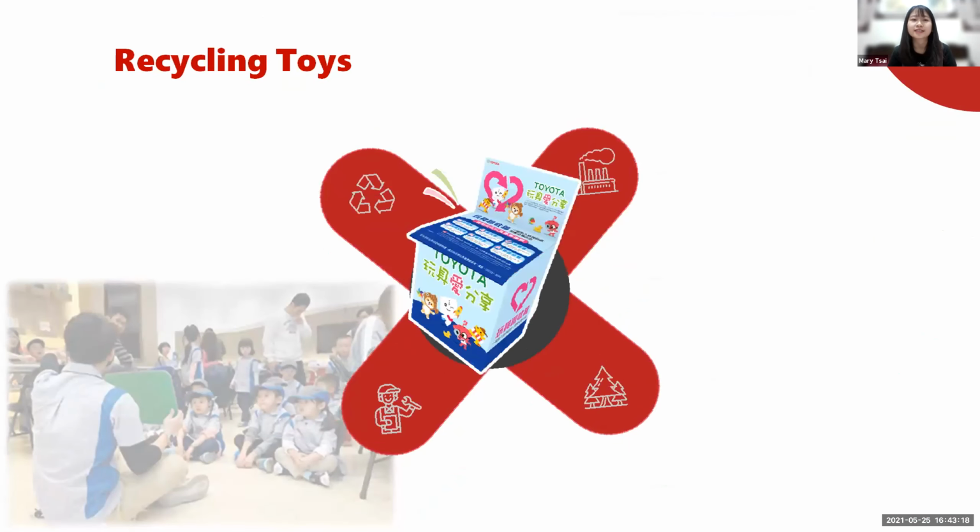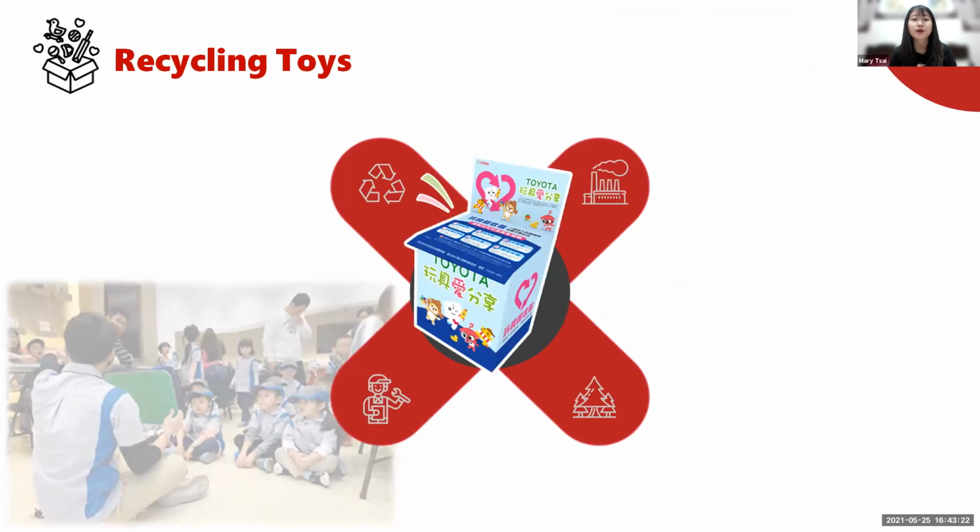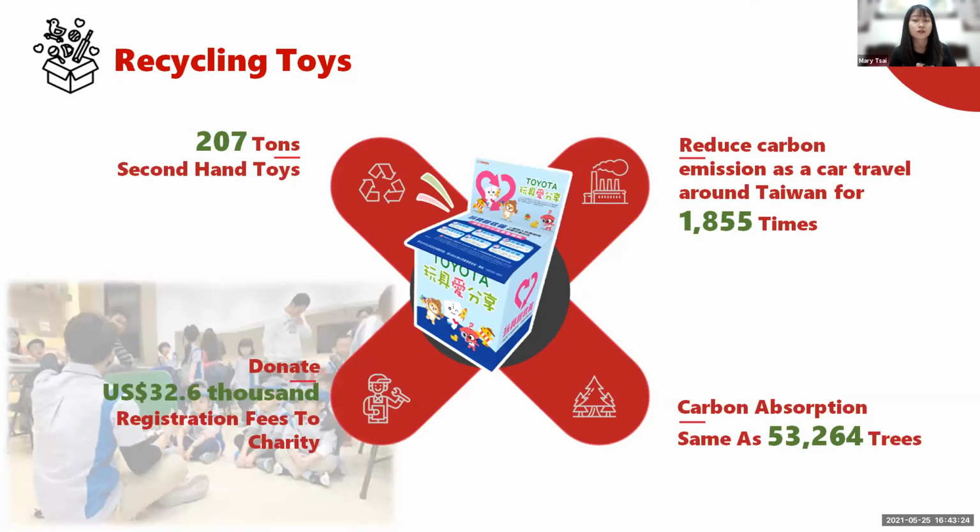And the next one is recycling toys. Until now, they have recycled 207 tons of second-hand toys. And during these activities, they have already donated 32.6 thousand in registration fees to the charity. For the environmental part, they have already reduced carbon emission as much as a car traveling around Taiwan about 2,000 times. For the carbon absorption, it is the same as 53,000 trees.